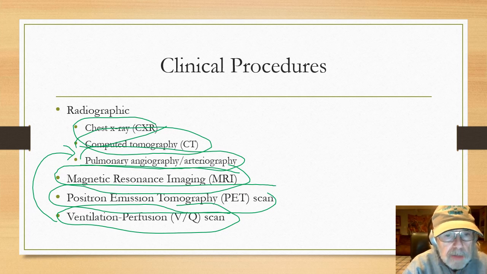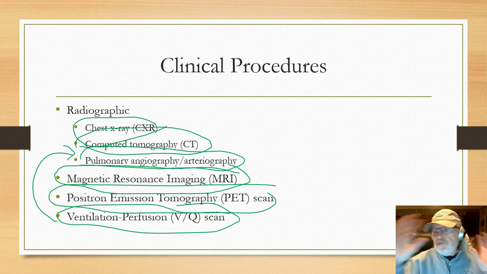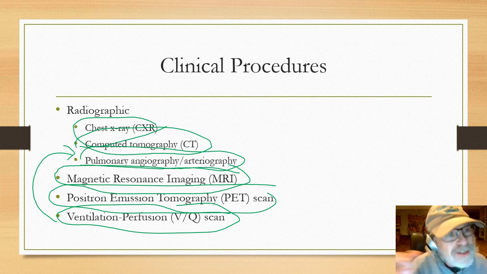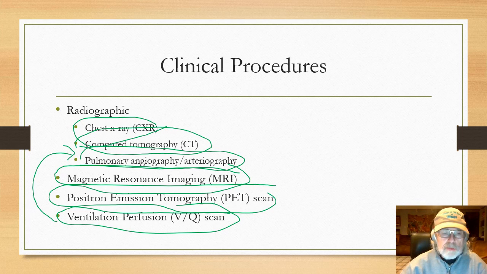In a pulmonary embolism, what they'll find is the lungs are fully full of air, but there's an area where the blood supply is not going because it's blocked by a clot. And that's what's called a VQ scan or a ventilation perfusion scan.